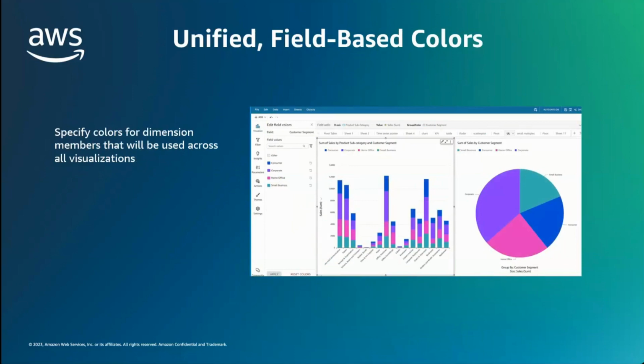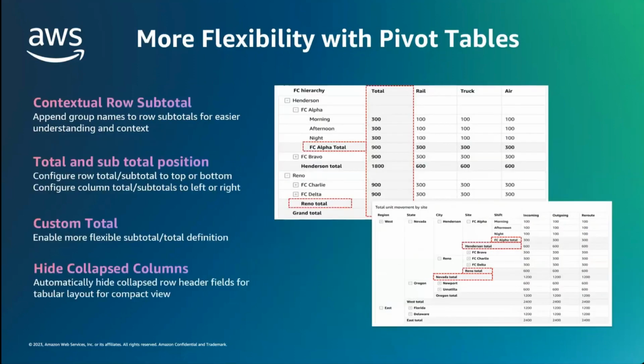Moving on to the next, right? You will see more flexibility with pivot tables now. A lot of features got added to the pivot tables recently. Some of them basically are the contextual row subtotals, in which you will be able to specify or append group names for row subtotals, right? And it's very easy to understand, aiming to maintain the context while you're scrolling, right?